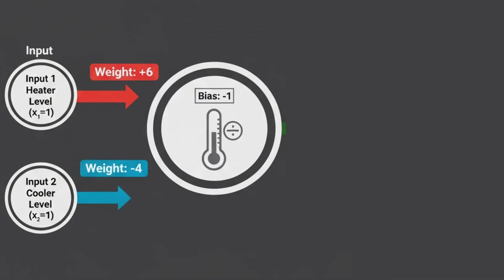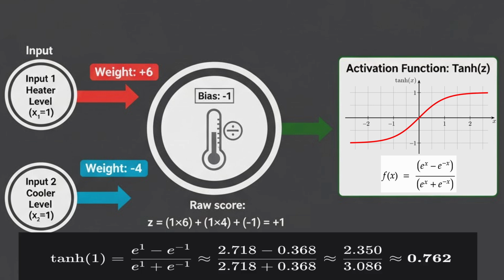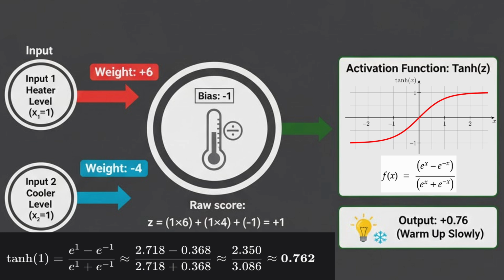Step 3. Add the bias. This represents the thermostat's default offset. Maybe the room tends to run a bit warm, so the bias is -1. Now we calculate the raw signal, Z. Step 4. Apply the tanh rule. Mathematically, tanh of Z is equal to, plug in Z for 1 and you get about 0.76. That means the thermostat outputs a signal that's mostly positive, telling the system to heat up, but not to the max. It's staying balanced, not blasting heat, not freezing either.